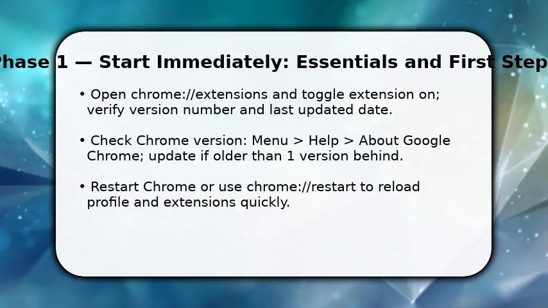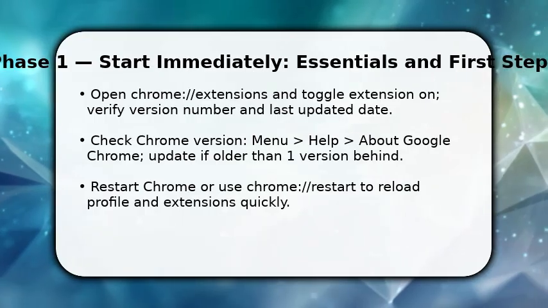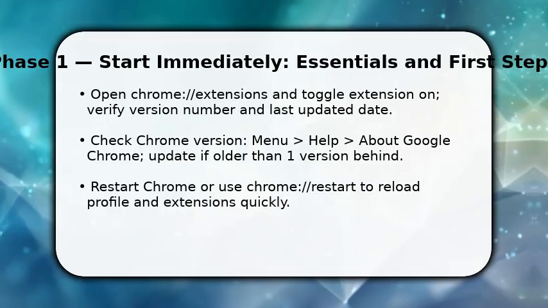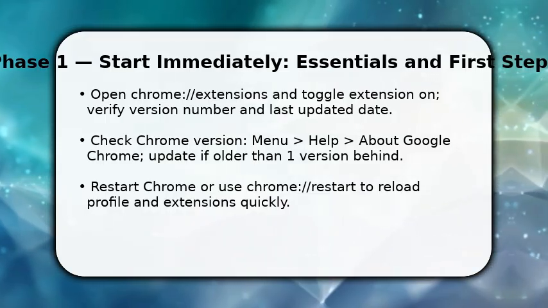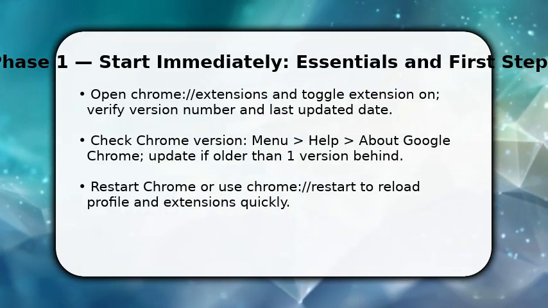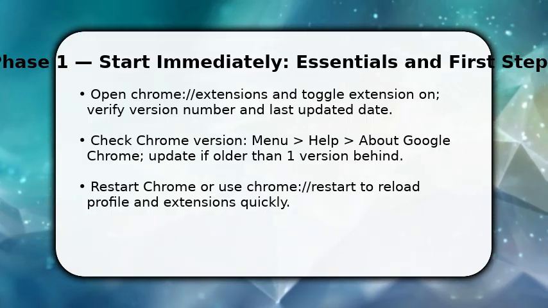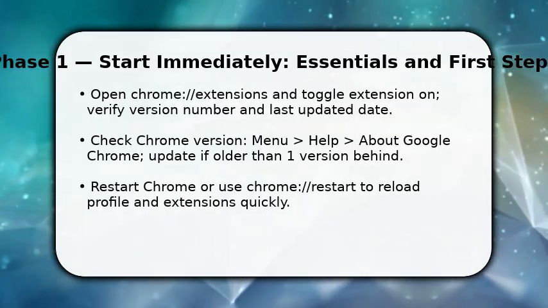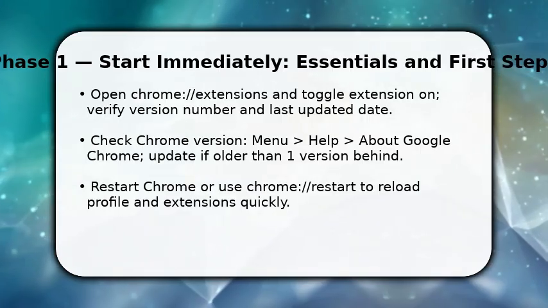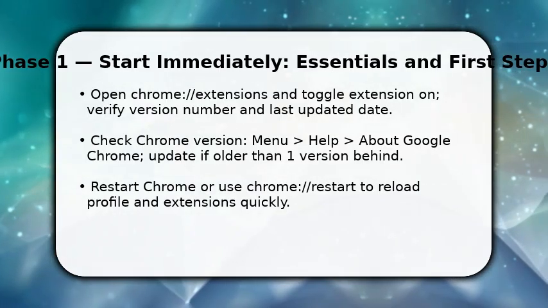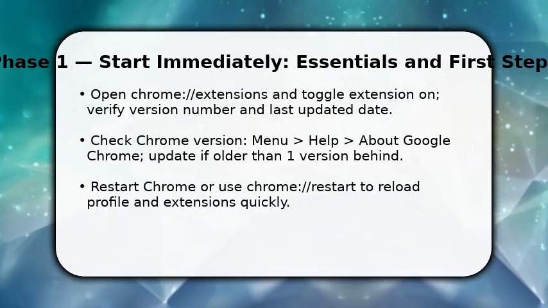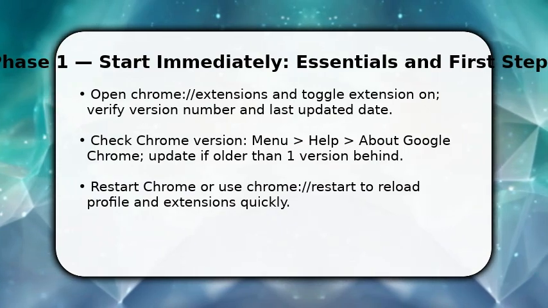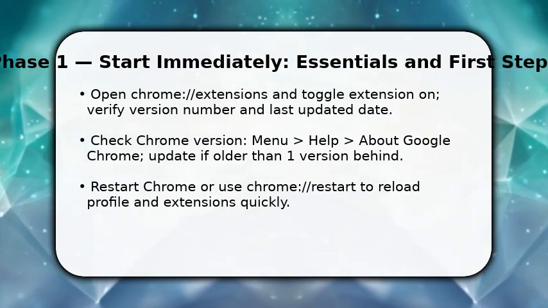You start by enabling the extension and confirming Chrome is current. This fixes most simple failures. Open Chrome, //extensions, flip the switch and note the extension version and update date. If Chrome is out of date, update it now. Many APIs change with updates. Once done, restart Chrome, use Chrome, //restart to reload everything cleanly. This immediate sequence eliminates permission and compatibility problems and prepares you for deeper troubleshooting without wasting time on needless steps.